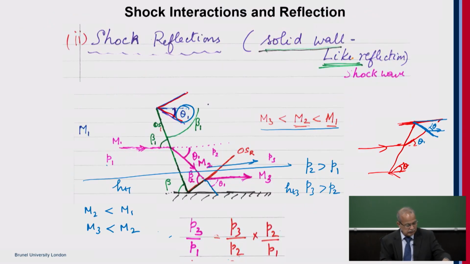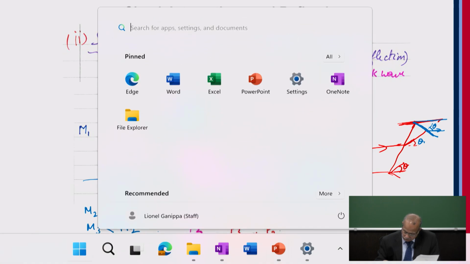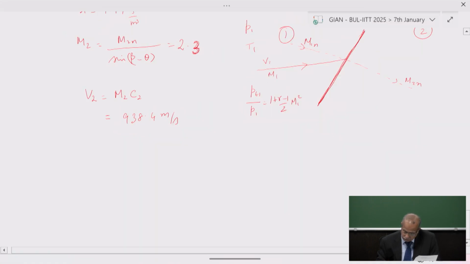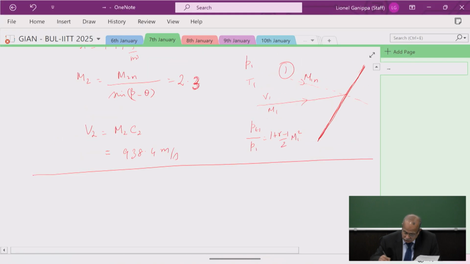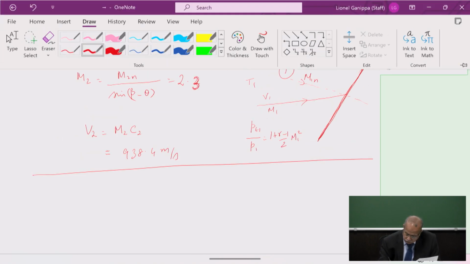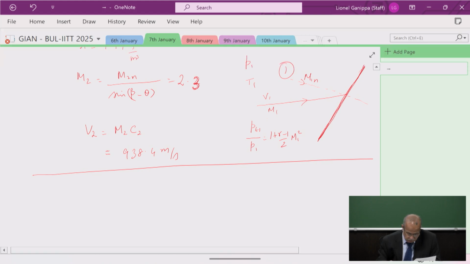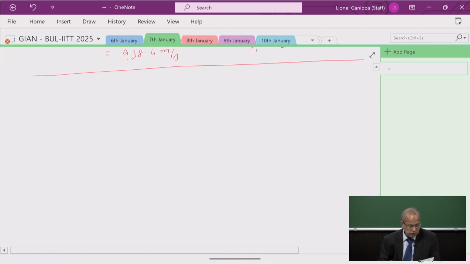Okay. With this understanding, let's now solve problem number 5. Air, assumed to be a perfect gas, flows between two parallel frictionless walls.